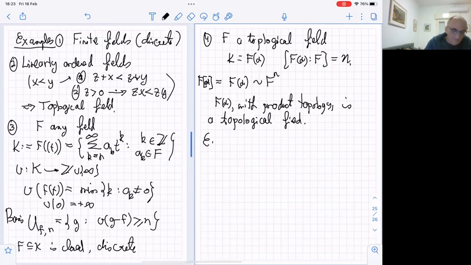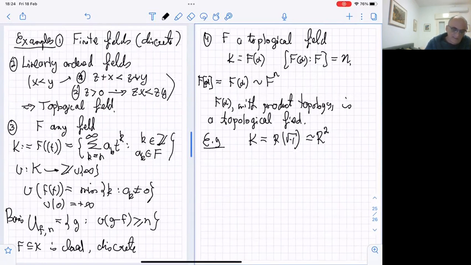And of course, the main example we have in mind is our standard situation. We look at R extended by the square root of minus 1. R is an ordered field, it's topological, and we view it with the product topology on R squared, and it becomes a topological field.